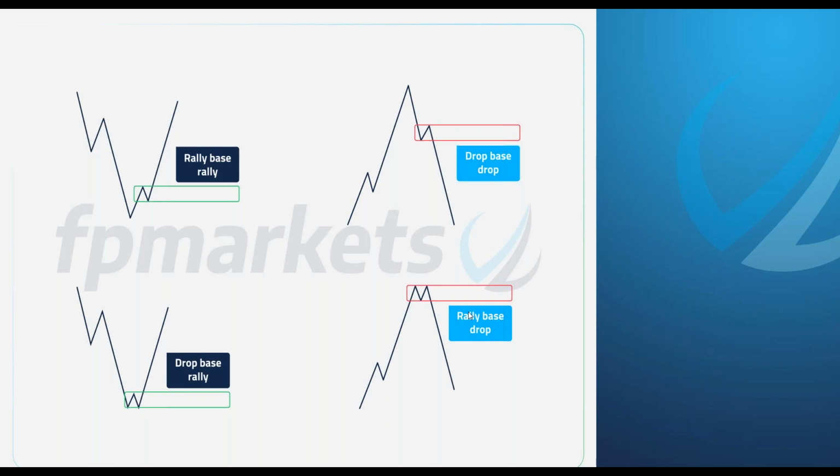Those who were with me in part 1 will recall I prefer to focus on the upper 2 formations, the rally base rally areas and drop base drop zones. Though as I also underlined, this does not mean the other 2 zones, the drop base rally and rally base drop areas, are useless, as some traders have found success using these areas.